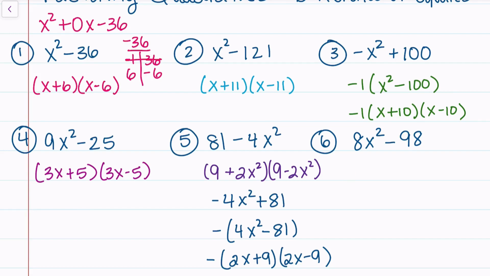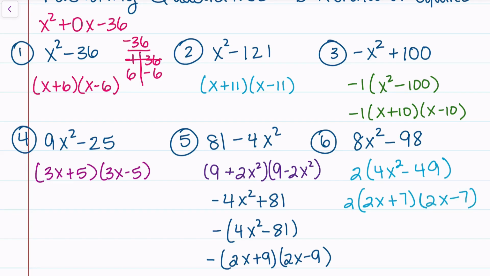And so when I take out a 2, I'm left with 4x squared. I just divided 8 by 2. And if I divide 98 by 2, I'm left with 49. Now, 4x squared is a perfect square, and 49 is a perfect square. So I have 2x, because 2x times 2x is 4x squared, plus 7, because 7 times 7 is 49, and then I will write it with the minus sign.